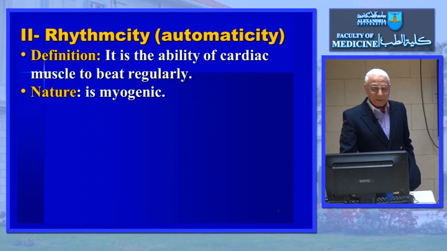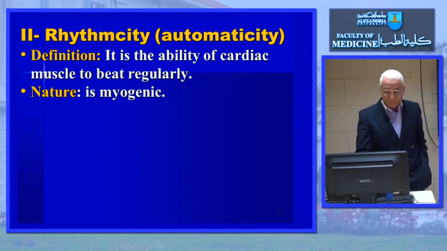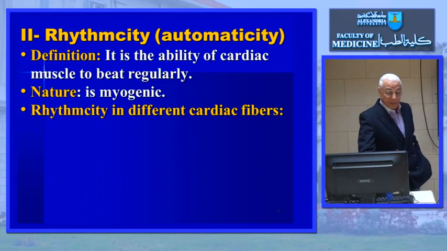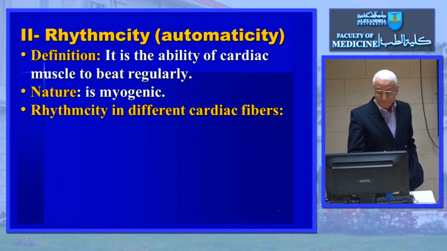But in the heart, if we take the heart outside the body, yes, frog heart, rabbit heart, it is still beating for a long time or for a while due to its myogenic nature, or myogenic rhythmicity. If we divide the heart into different parts, is the rhythmicity the same in different cardiac fibers? No, we find there is a difference.